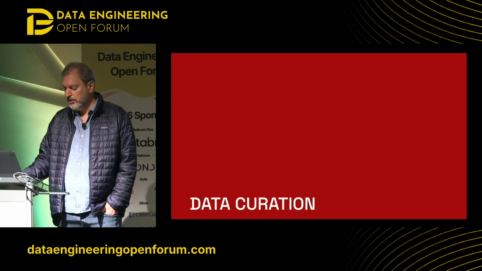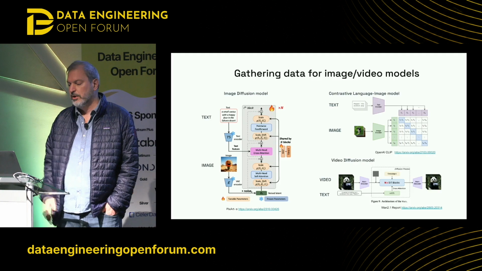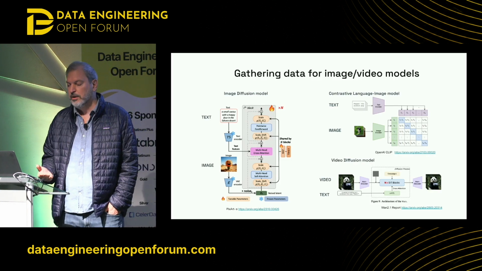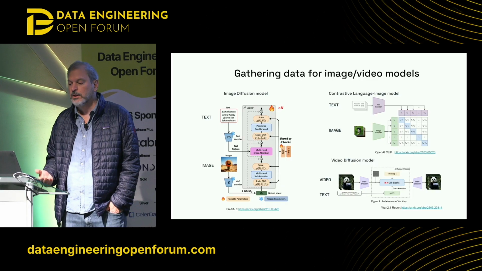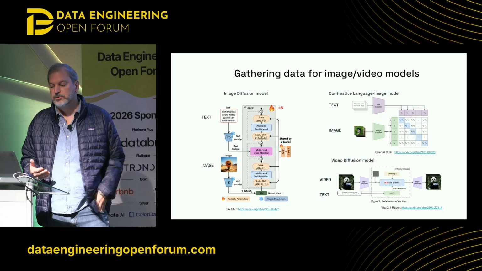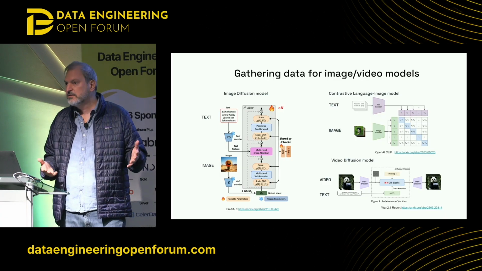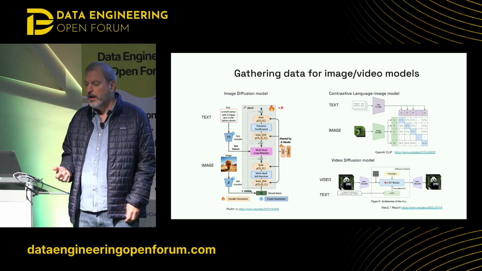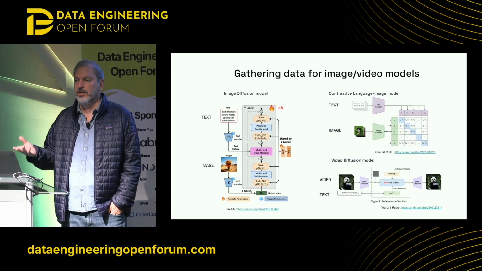So let's talk a little bit about data curation. If you've seen literature on these new models that accept multimodal input, you might see that the input on some generative models is text and images. Contrastive models also use text and image. And for video diffusion models, you have video and text.